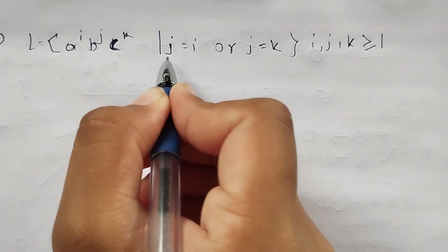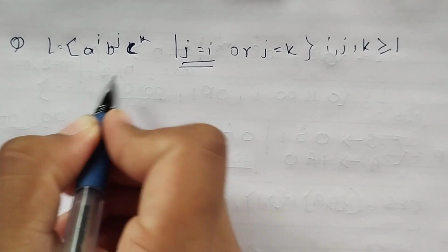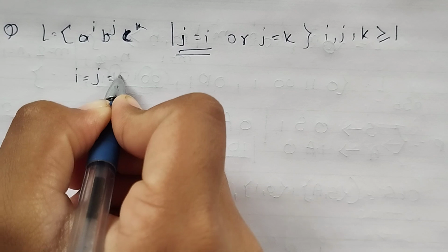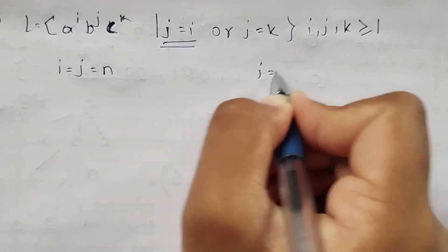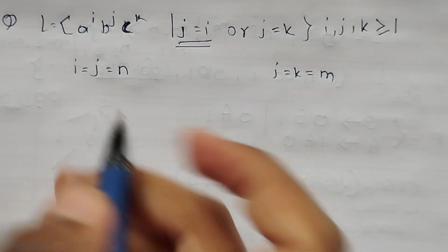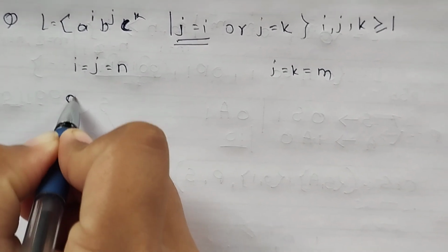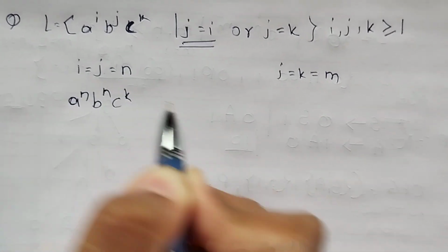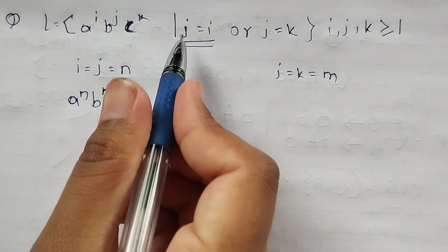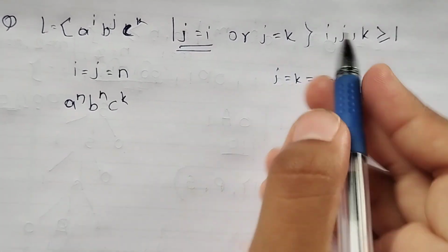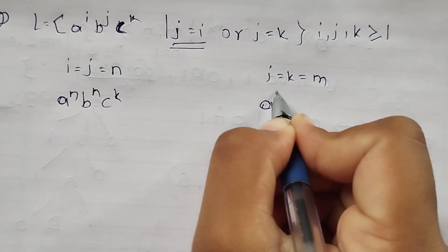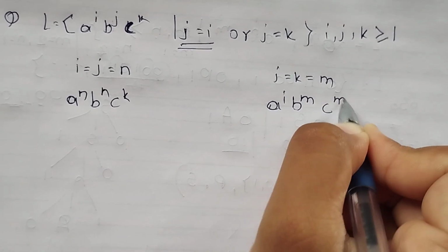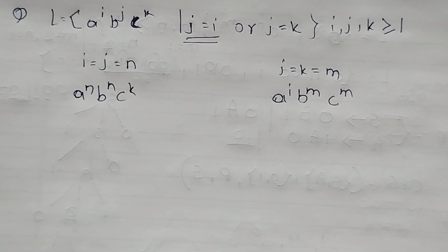So let's suppose first we consider this equation, i is equal to j. When my i is equal to j, I consider it n, and second, j is equal to k, which is equal to m, let's suppose. So at that time a raised to n, b raised to n and c raised to k. And when j is equal to k, at that time a raised to i and b raised to m and c raised to m. This is correct. Now the second condition.